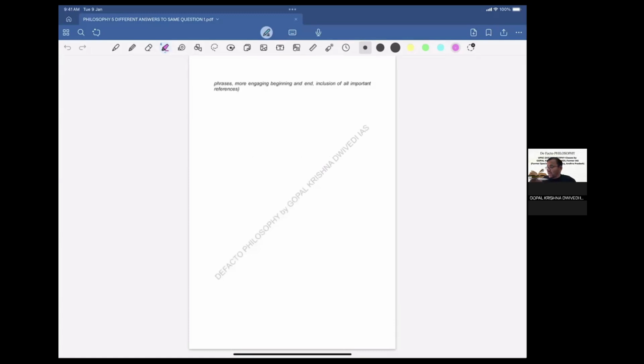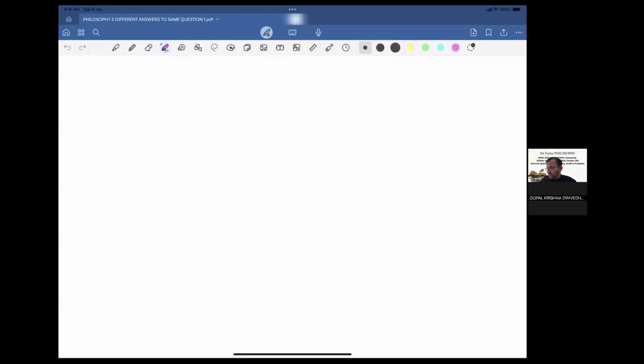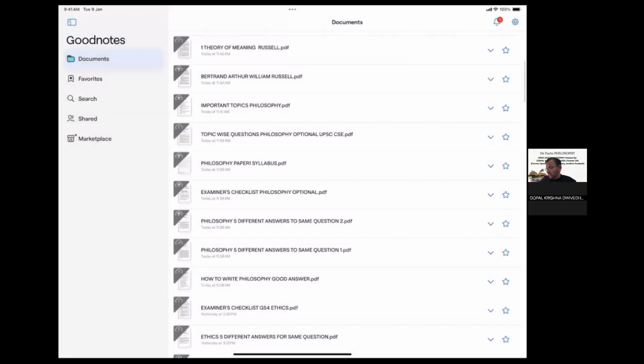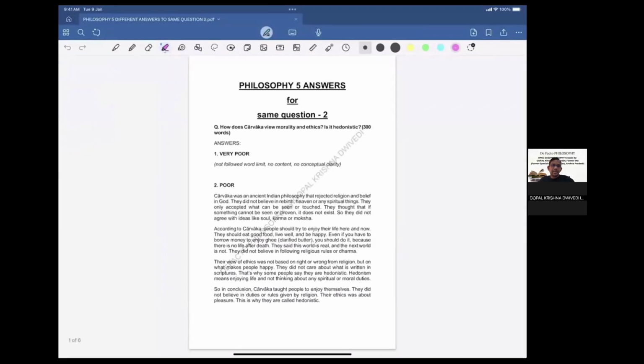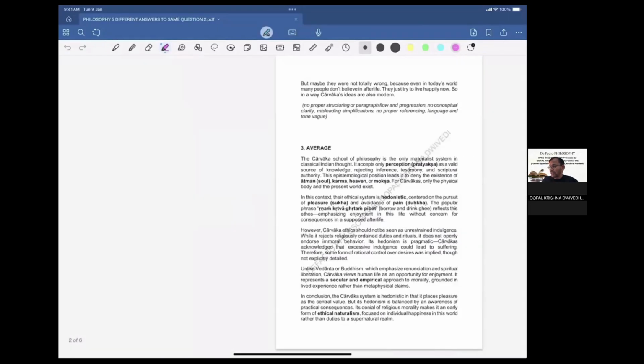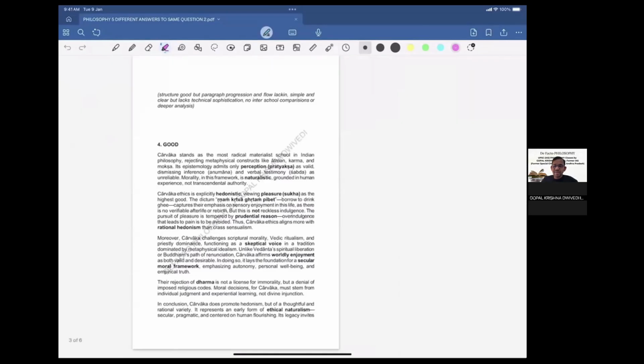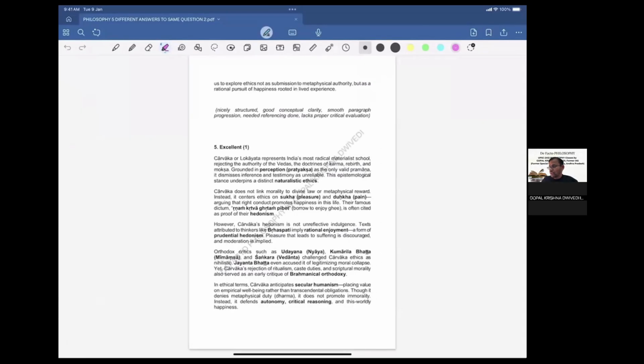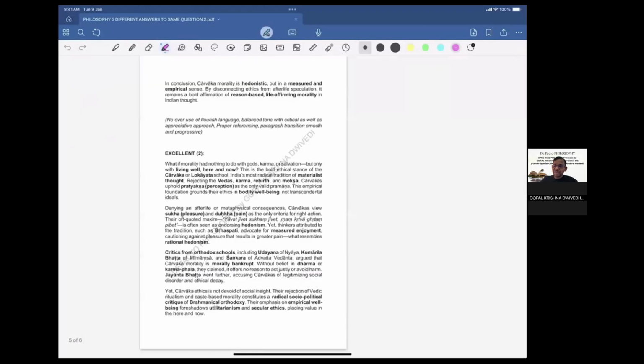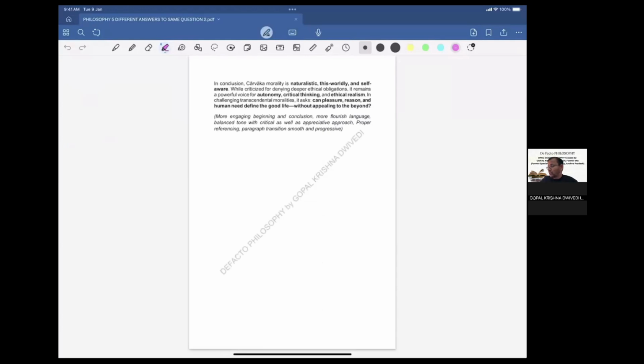Along with this, another question I took was from Indian philosophy. That also I would like to show here. See, this is the question again from Indian philosophy: how does Charvak view morality and ethics? Is it hedonistic? 300 words. Again, for this question also, I have given five different answers for the same question. So this also you can access from the group and try to understand.